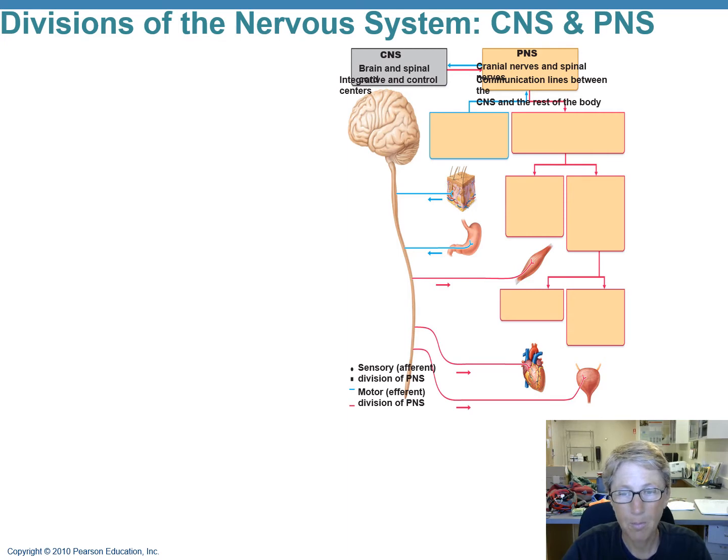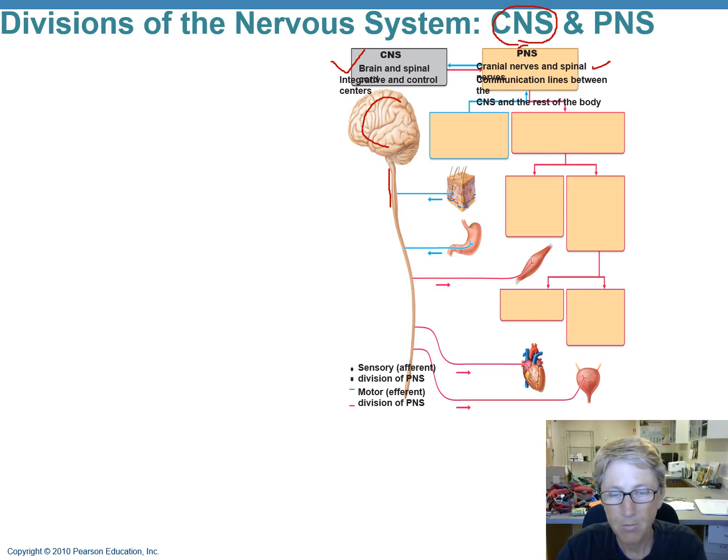So here's a flow chart from Marieb detailing the CNS and the PNS. CNS stands for central nervous system, and that includes the brain and spinal cord. And then PNS is the peripheral nervous system, and that includes the cranial nerves. So the nerves coming out of the brain, not the brain itself, but the cranial nerves, and then the spinal nerves would be the PNS. So here's a cartoon of the brain and the spinal cord. And then the PNS, we're going to fill in all these boxes one at a time.